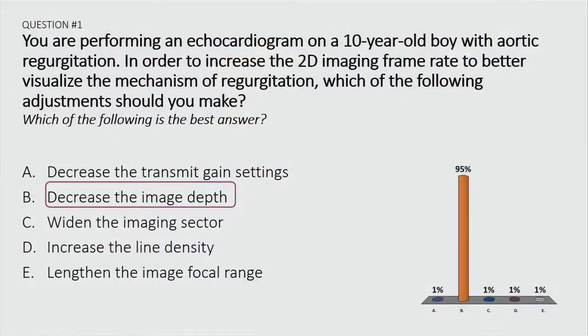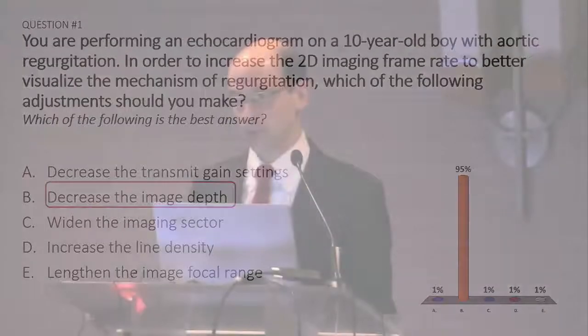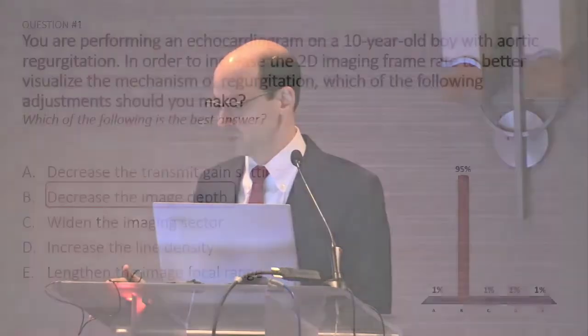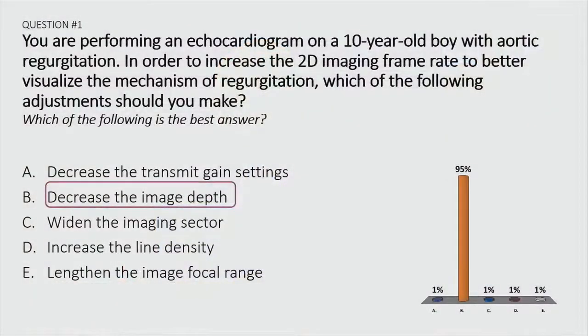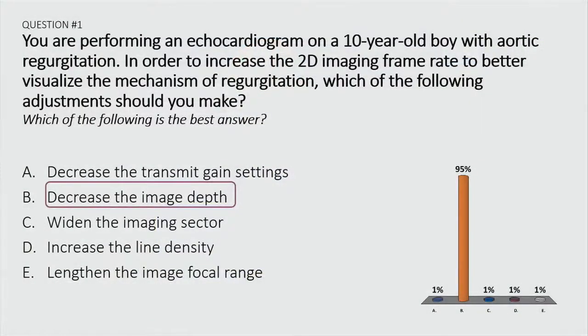Option C, widening the image sector. If you do that, you have more lines to draw because it's a wider sector, so that will have the opposite effect. That will decrease the frame rate. And then E, lengthen the image focal range. That shouldn't have any effect on the frame rate. You're just moving the focal point in and out, but that shouldn't typically affect your temporal resolution and your frame rate. All right, ready for the next question.